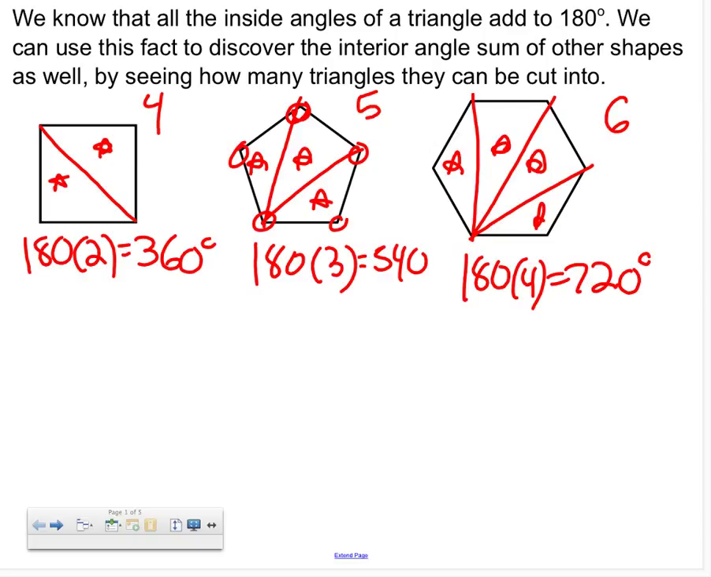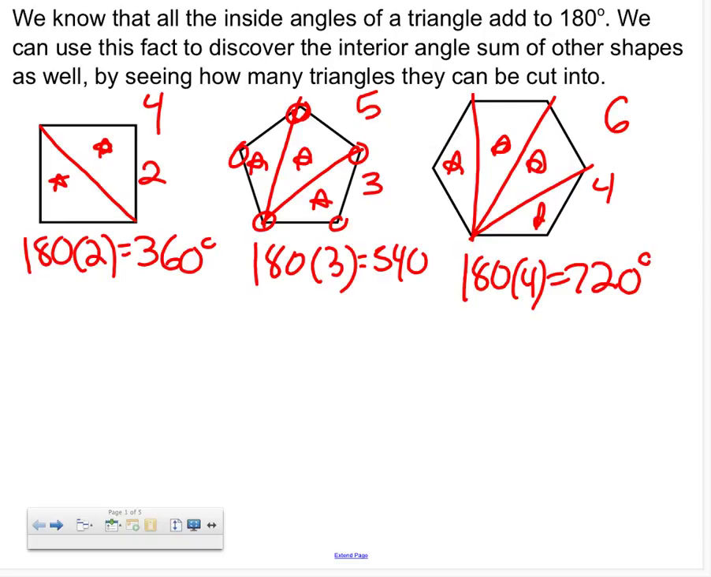So we can start to develop a pattern here if you look closely. Four-sided shape gave me 2 triangles. Five-sided shape gave me 3 triangles. Six-sided shape gave me 4 triangles. A seven-sided shape is probably going to give me 5 triangles. An eight-sided shape will probably give me 6 triangles. And so on and so on and so on.